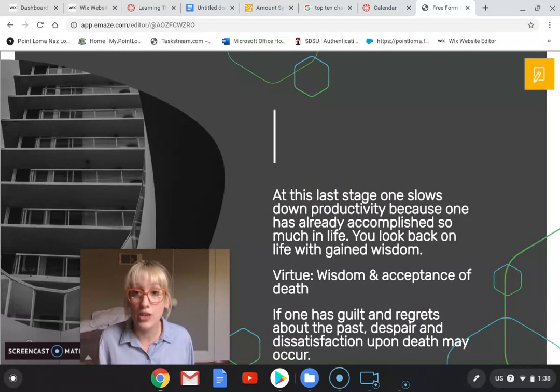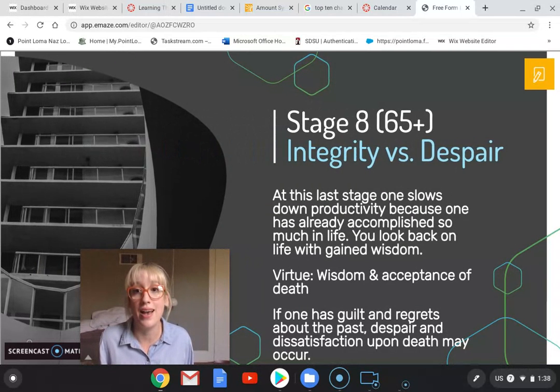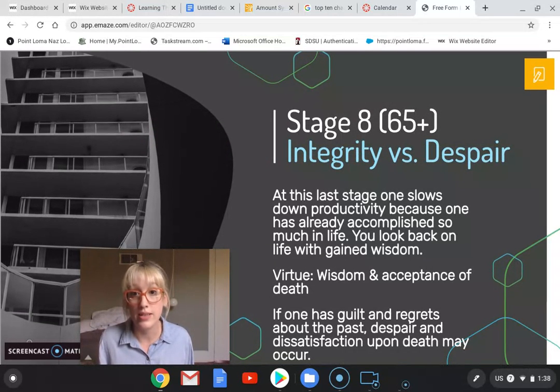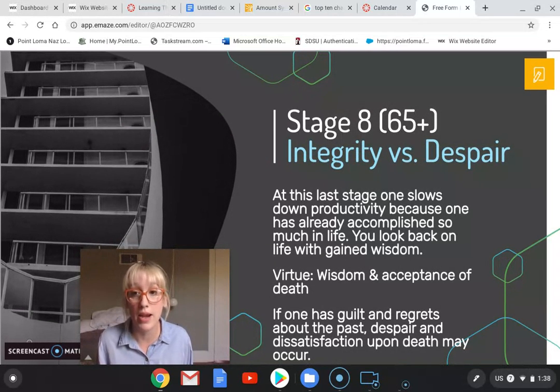The final stage is stage 8, 65 until death. Integrity versus despair is the name of the stage, where one slows down the productivity because you've accomplished so much in your life that you start to reminisce and look back on your life. The virtue here is wisdom. You've gained wisdom, and so you're ready to accept death.